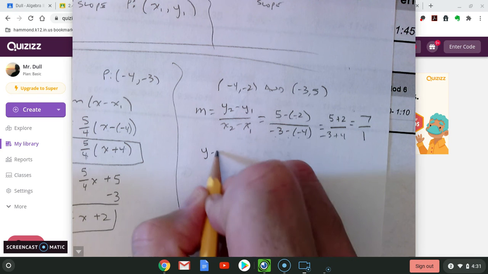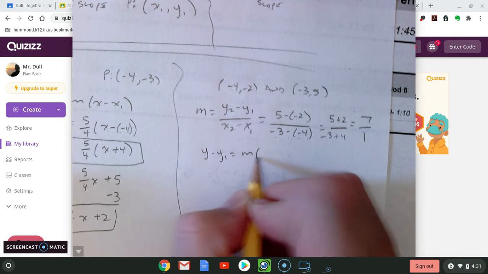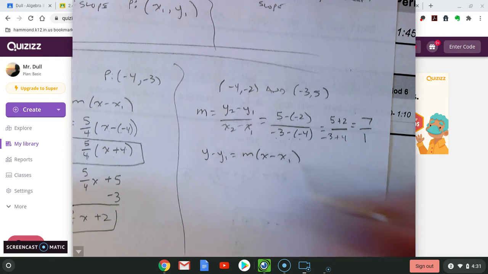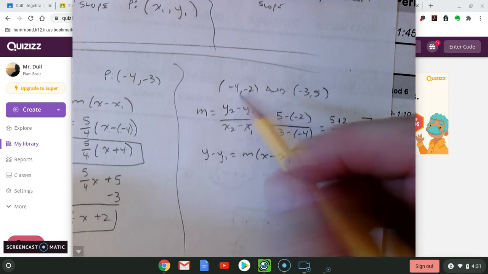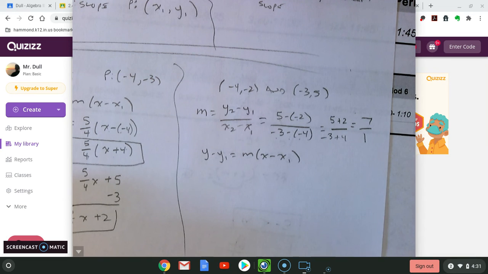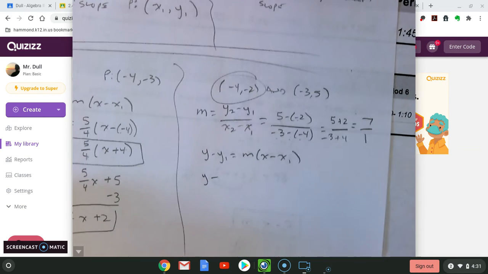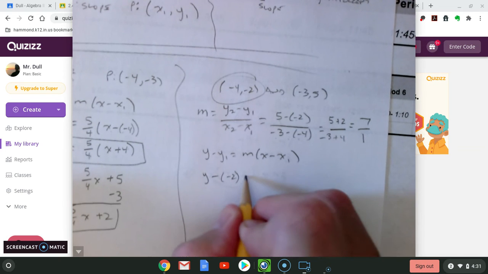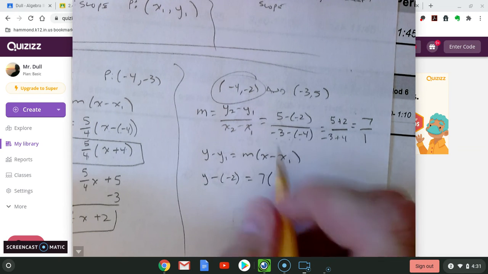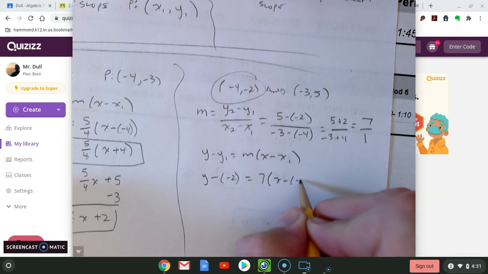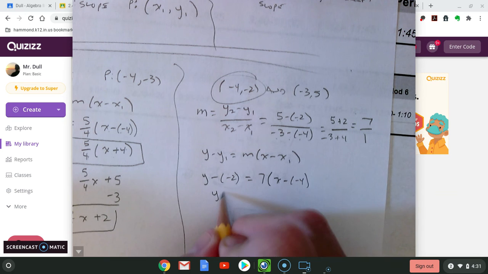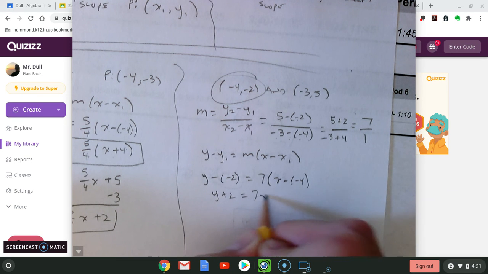So now y minus y1 equals m times x minus x1. What are you doing, Mr. Dahl? Well, now that we have a slope and we have 2 points, I can pick either one and use that for my point slope form. So let's use this guy right here. Y minus negative 2 equals 7 times x minus negative 4. So y plus 2 equals 7x.